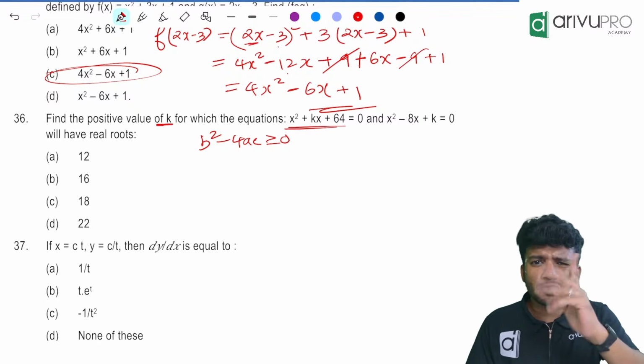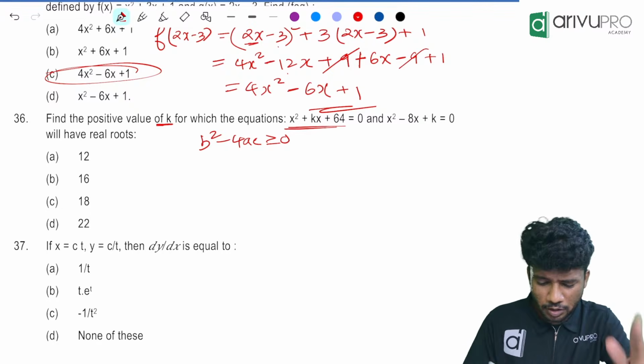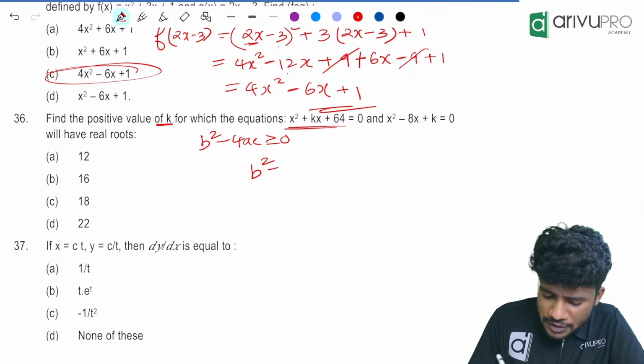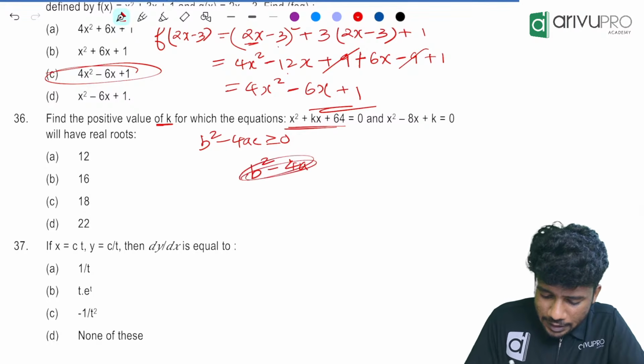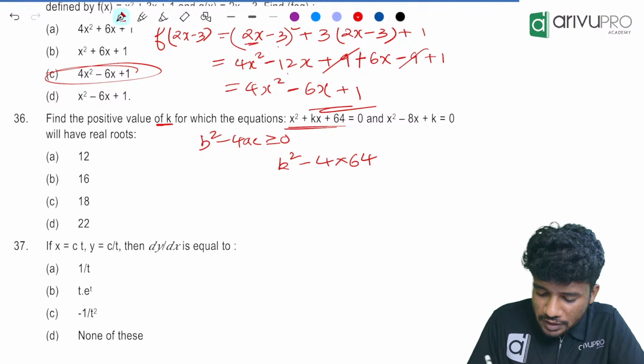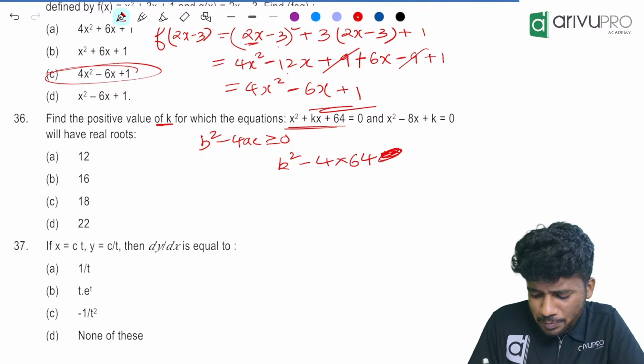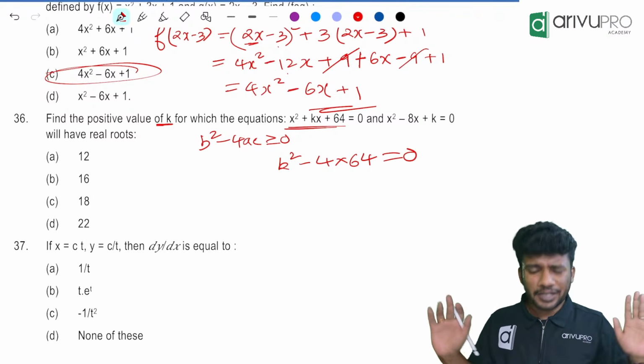Take the first equation. Solve one equation; both equations are not required. That is b square minus 4ac is greater than or equal to 0. That means k square minus 4 into 64 is equal to 0. I will not put greater than or equal to 0, I will just put equal to 0.